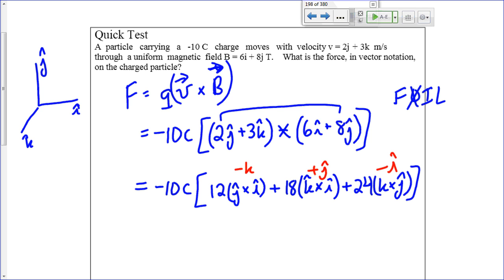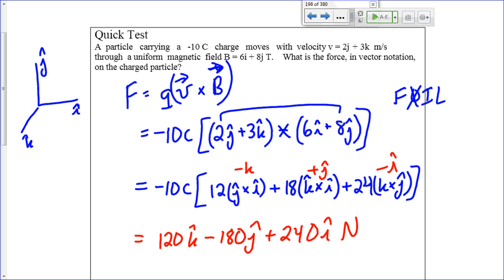Alright, and so that's it. We just do this multiplication out, and I get 10 times 12 is 120. I'll lose the negative because it's a negative K. Minus 180J. Plus 240I. That's in newtons.